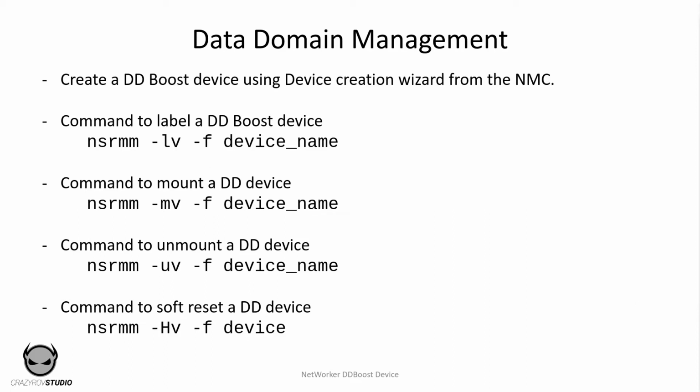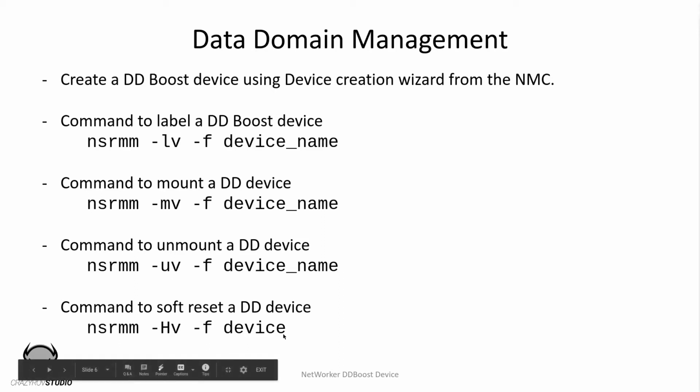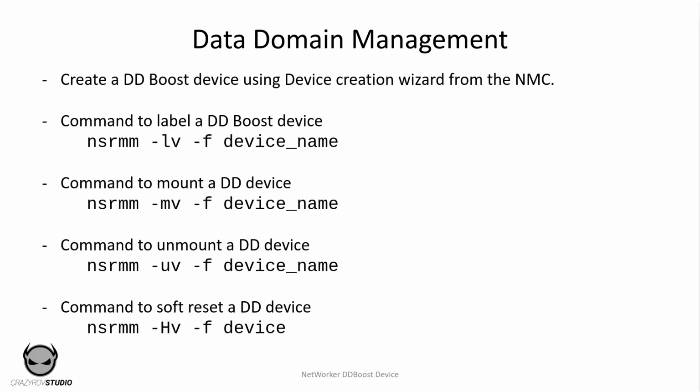The next command on your screen is for mounting a DD device, and this particular command uses the -m switch to do this. The -u switch is used to unmount the device, and if you need to do a soft reset on the device itself, it can be done using the -h switch. So this was all about the device itself. Now let's go ahead and check a quick demo on how to carry out all these operations on NetWorker.